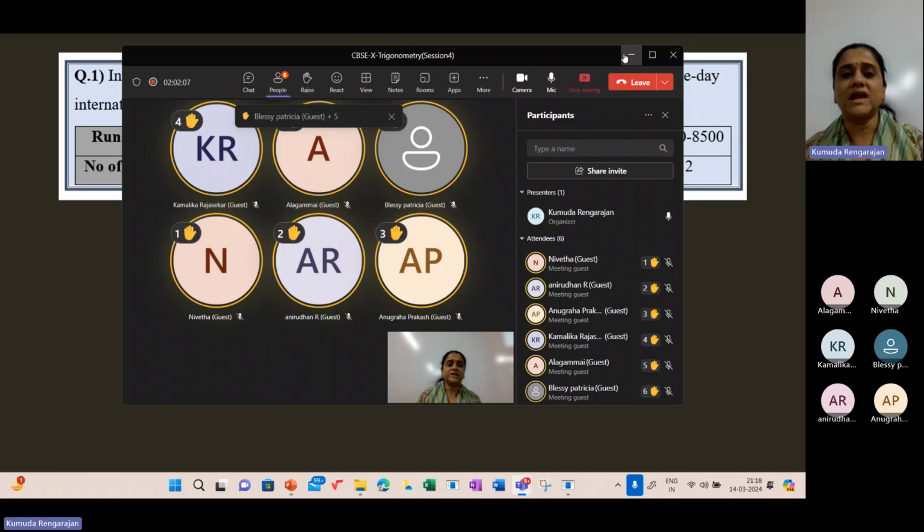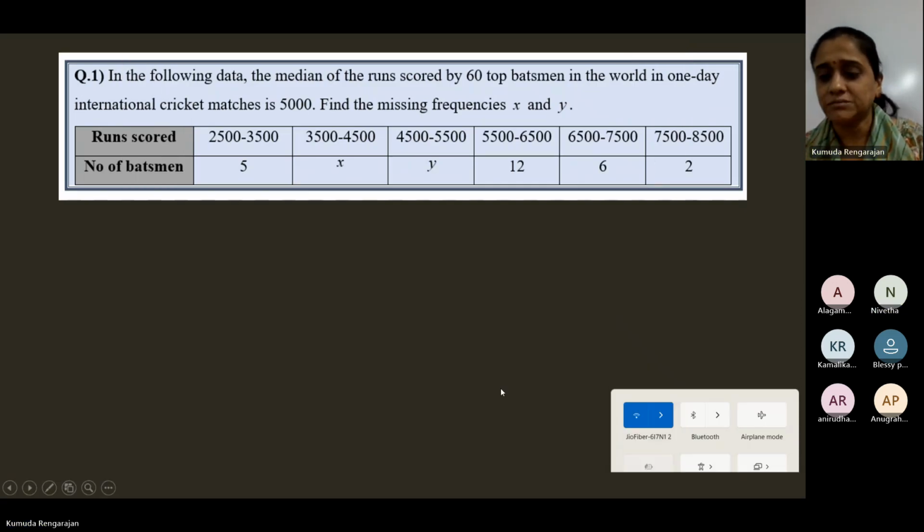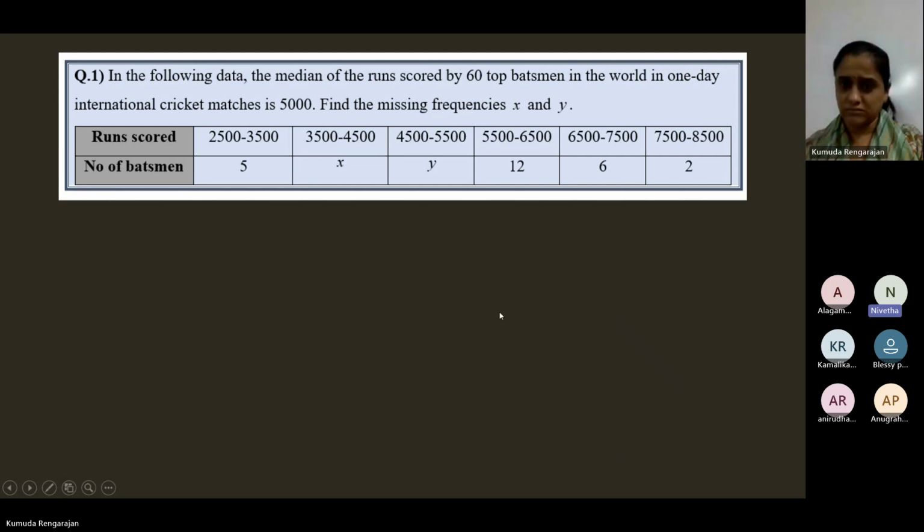Okay, good. Median class interval. Is it 5,000? You're giving me one number. I'm asking you the median class interval. 4,500 to 5,500. Correct. Because the value of median is 5,000, and that value 5,000 lies in the class interval 4,500 to 5,500. So that's the median class interval. Complete this.